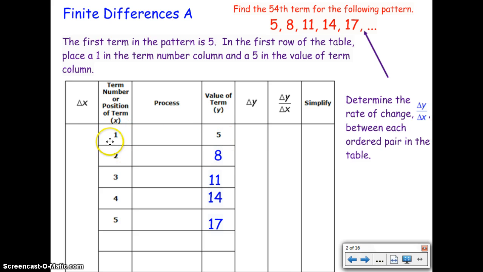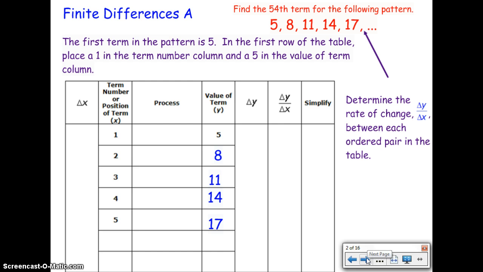The first value in this term is 5. When x is 1, y is 5. The second number in the term is 8. When x is 2, y is 8. From a table, we have been practicing to find the rate of change. In order to determine the rate of change, which is delta y divided by delta x, between each ordered pair on the table.